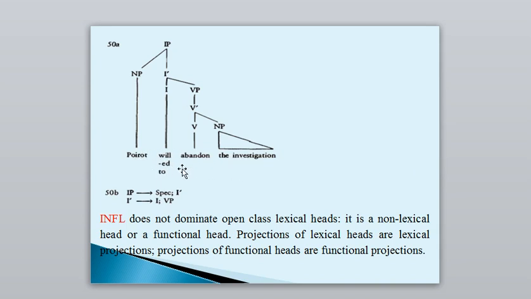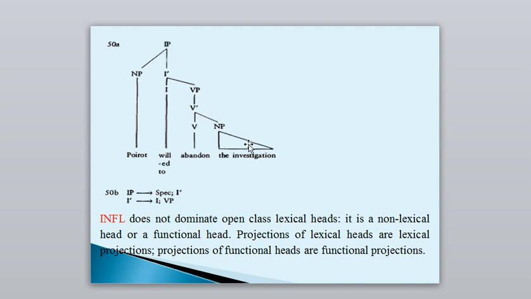There's no difference, whether we have a finite clause or a non-finite clause. First of all, the head I, inflection like will or -ed or to, combines with its complement, which is a verb phrase: abandon the investigation. When combined with VP, it produces I-bar, inflection-bar. Then at the second step, this I-bar combines with the subject, Poirot here, to produce the maximal projection IP, inflectional phrase.